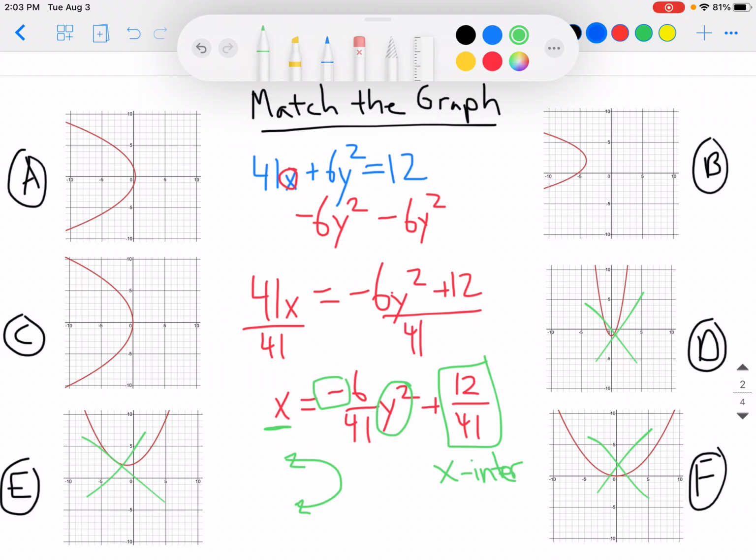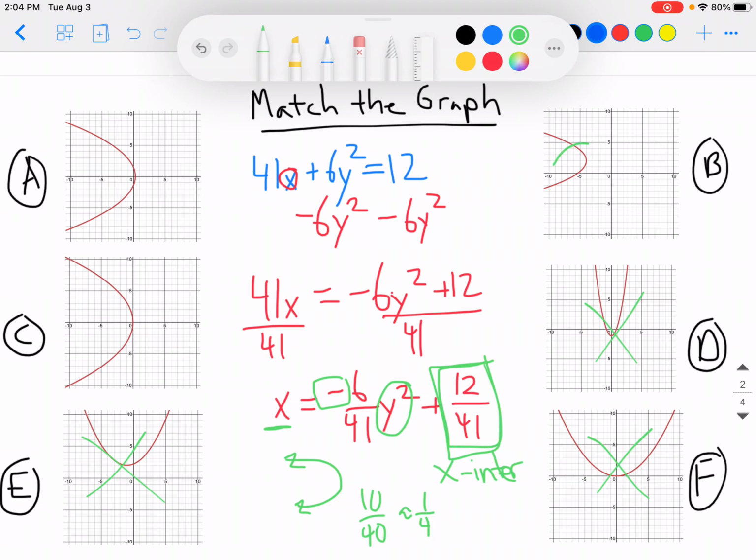And so what I want to do is look for something that has an x-intercept that is 12 over 41. If we do some estimating here, 12 and 40, we're getting kind of close to, let's just say, 10 over 40. And so we're looking at something that's about 1/4, give or take. And so let's see what has an intercept of about 1/4.